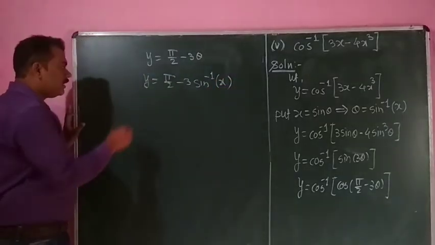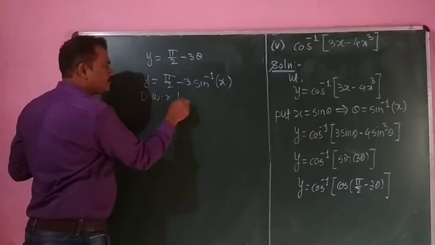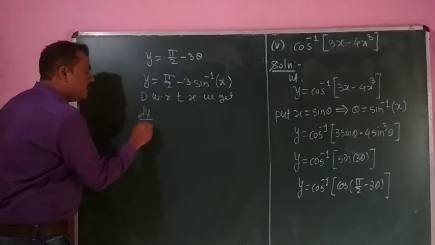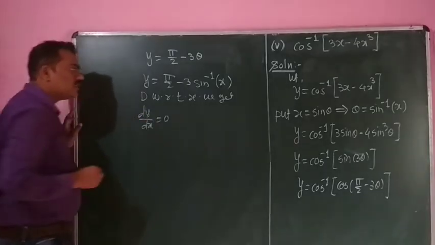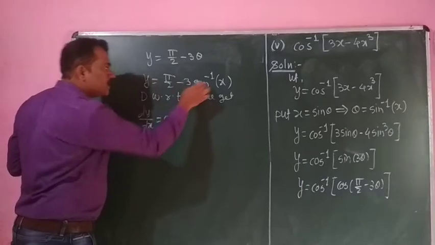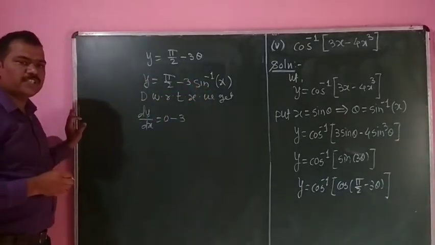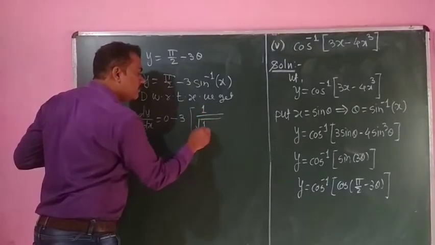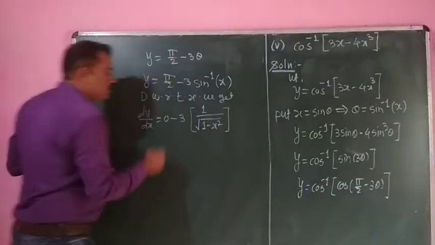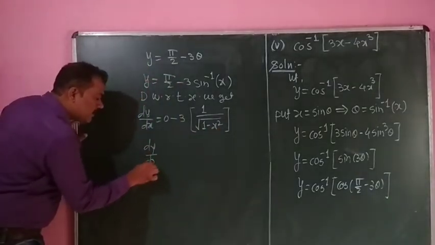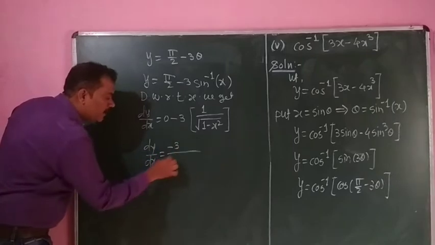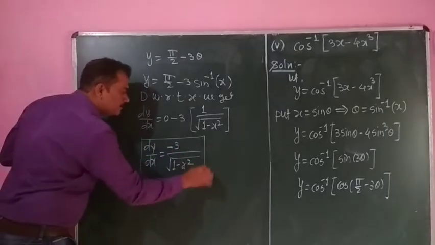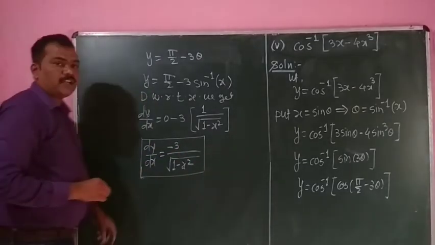Now differentiate with respect to x, we get dy by dx is equal to pi by 2 is a constant, its derivative is 0, minus 3 times the differentiation of sin inverse of x with respect to x, which is nothing but 1 upon under square root of 1 minus x square. That is dy by dx is equal to minus 3 divided by under square root of 1 minus x square, which is the required answer.